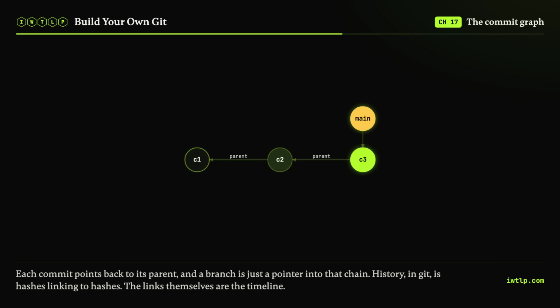Each commit points back to its parent, and a branch is just a pointer into that chain. History in Git is hashes linking to hashes. The links themselves are the timeline.